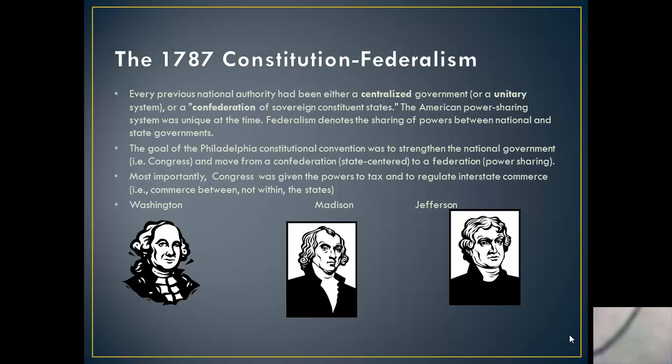The goal of the convention was to strengthen the national government, Congress, and move from a confederation, state-centered, to a federation, power sharing. Most importantly, the framers in Philadelphia agreed that Congress should be given the powers to tax and to regulate interstate commerce. Interstate commerce, you will hear later more about it, is an important concept. It means commerce between, not within the states. Commerce between Philadelphia and New York and New Jersey, not within Philadelphia, within Pennsylvania.